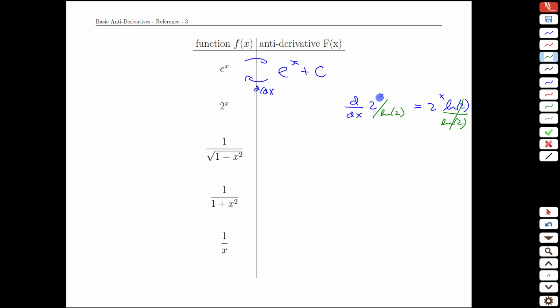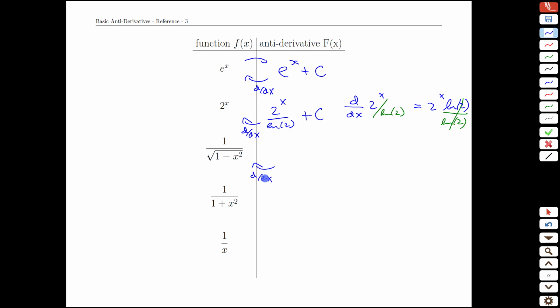And if we differentiate 2 to the x over ln 2, we'll get 2 to the x divided by ln 2. But the derivative also has this multiplying factor. When we anti-differentiate, we're going to get a dividing factor. So we're going to have 2 to the x over ln of 2 and a plus c. And we can confirm when we differentiate this, we get back to 2 to the x. A little hairier looking here, but actually easier in terms of the formula we end up with.